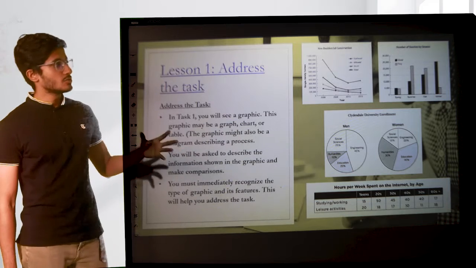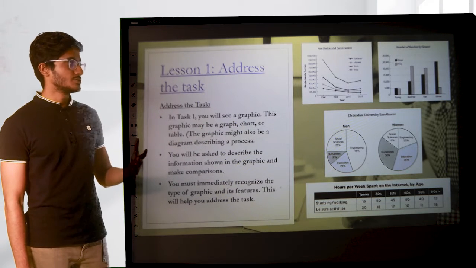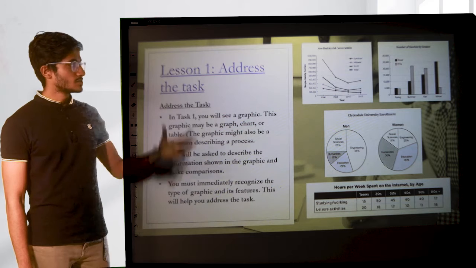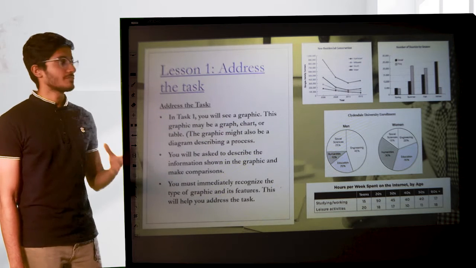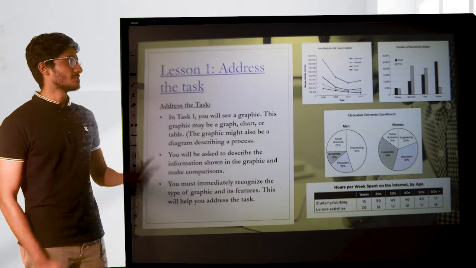So here I have given you different types of graphs which are usually given during the exams. So you have to know what type of graph it is, and you have to be familiar with the different types of graphs.